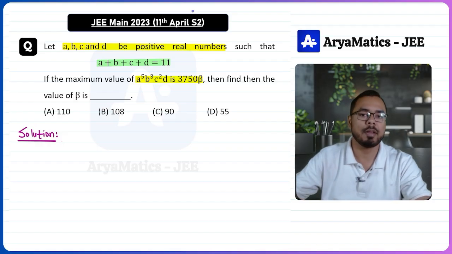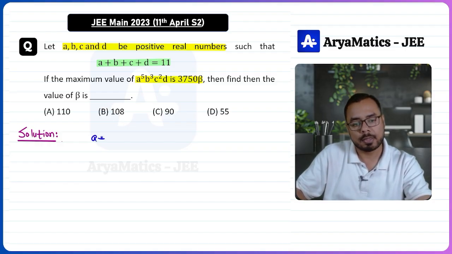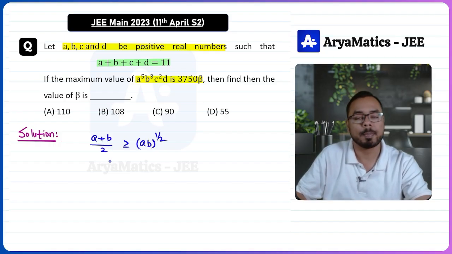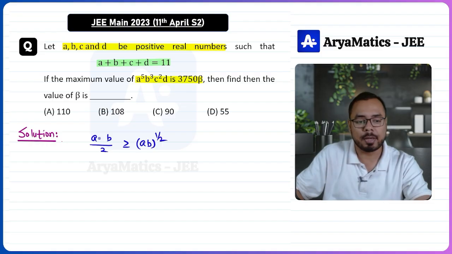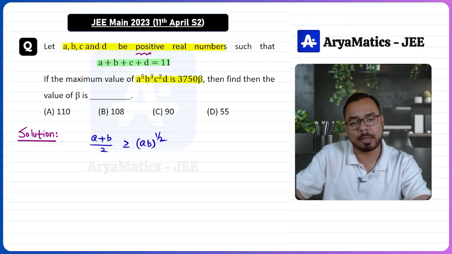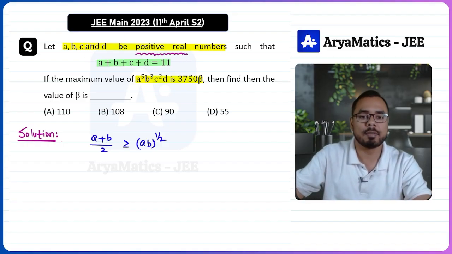Now, this is a very interesting problem from the AM-GM inequality, right? We know that if we have two positive numbers A and B, then their arithmetic mean, that is A plus B by 2, is always greater than or equal to their geometric mean, that is AB raised to 1 by 2, where equality will hold if the numbers are equal, right? Otherwise, the arithmetic mean is always bigger than the geometric mean. Similarly, if I have three positive numbers A, B, and C, remember we can apply the AM-GM inequality only when the numbers are positive real numbers. So here it is given that A, B, C are positive real numbers.